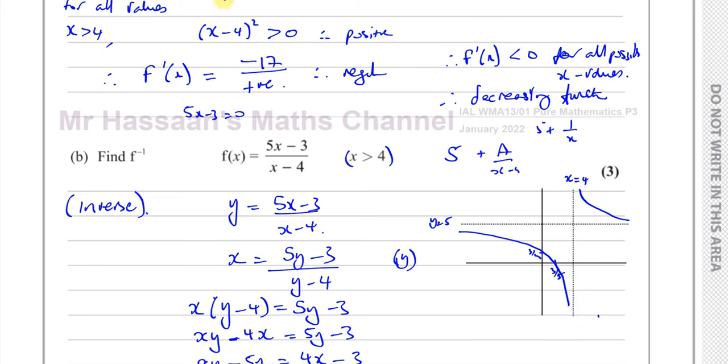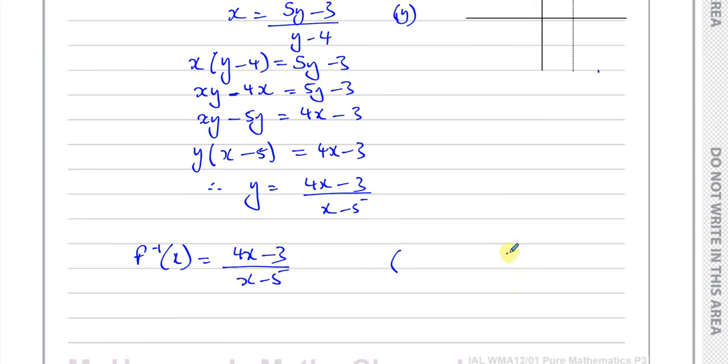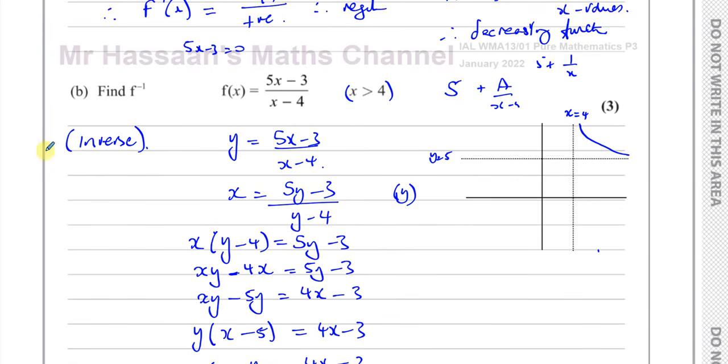Now, this is restricted for x greater than 4. So I can get rid of all of this side, because this function only exists where x is greater than 4. The domain of the original function is the range of the inverse function, and vice versa. So if I want to find the domain of the inverse function, which is what I have to quote here, then I need to write that down as the range of this original function. The range of this original function is all the values it can take on the y.